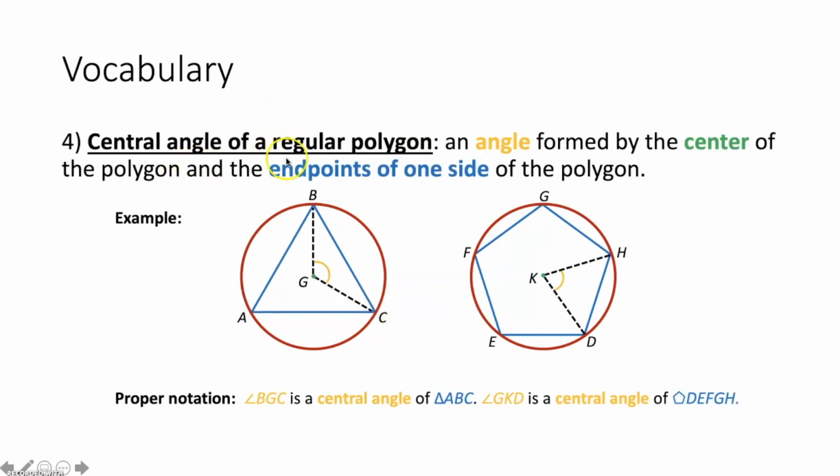Next thing we're talking about is a central angle of a regular polygon. That would be an angle formed by the center of the polygon and the endpoints of one side of the polygon. When we typically hear central angle, we think about an angle within a circle that has a vertex at the center of the circle. But here, we're talking about the central angle of a regular polygon, and that is still going to be an angle with a vertex at the center of your polygon. It's just this time, the sides of your angle have to connect to the endpoints of one side of the polygon. That makes sense because if you were to circumscribe a circle about that polygon, this central angle of your regular polygon would also be a central angle of that circumscribed circle.